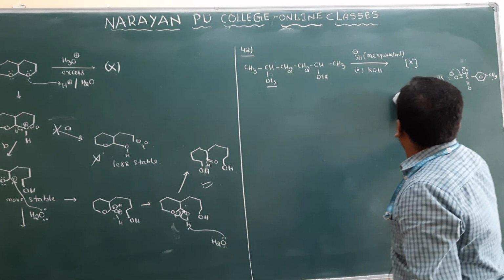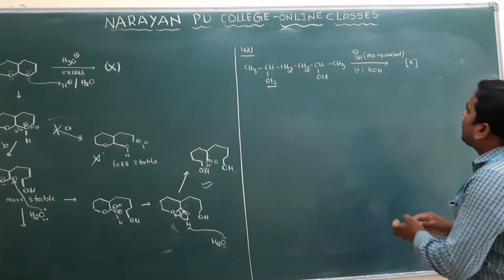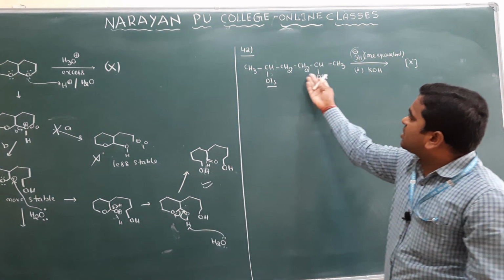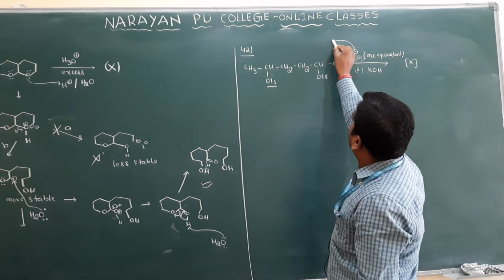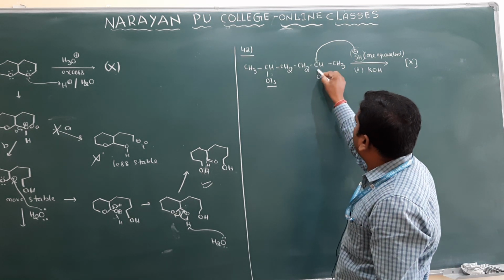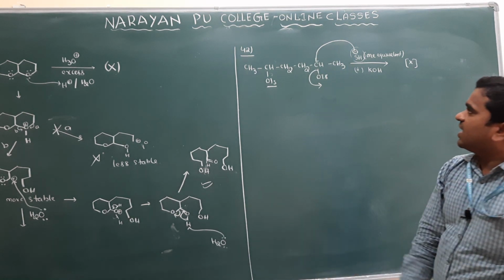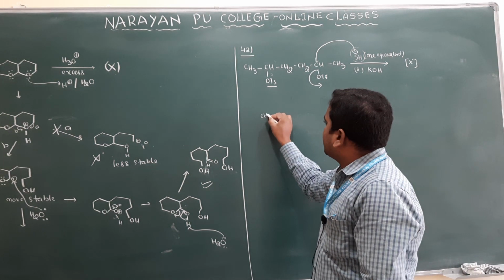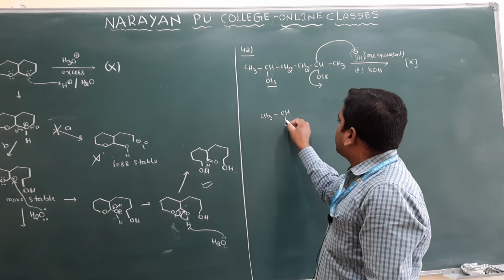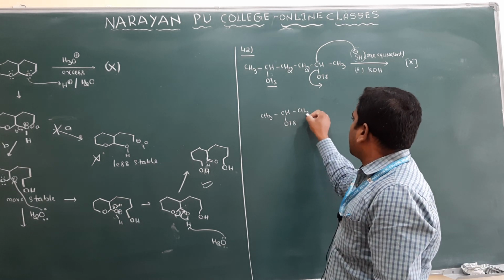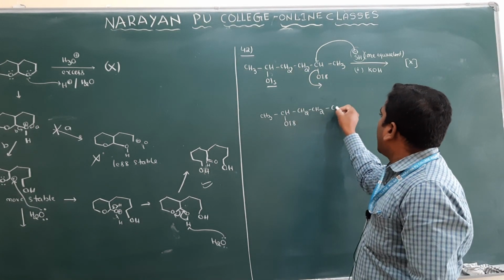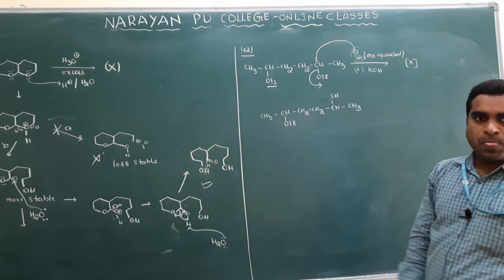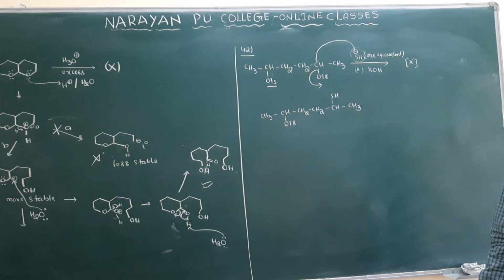And what they have given here is one nucleophile. What is the nucleophile they have given here? SH minus. Clear? So it is a symmetrical molecule. So one of these OTS will be attacked here, and this will be removed as a leaving group. Then what compound will you get? You see CH3, CH, OTS, and here CH2, CH, SH, and CH3. Got my point?